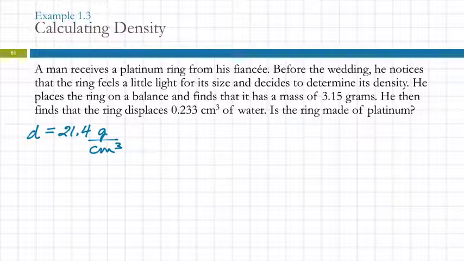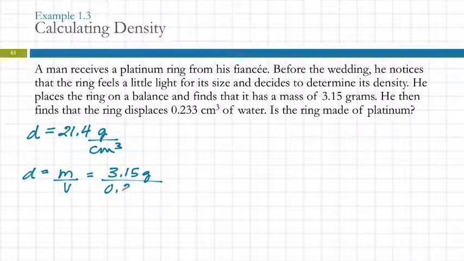So we're going to calculate the density. We need the equation, density equals mass divided by volume. So we were given the mass, 3.15 grams. We're going to divide by the volume, 0.233 cubic centimeters. We get out our calculator. 3.15 divided by 0.233. And it says 13.5 and a bunch of other numbers. The units would be grams per cubic centimeter.